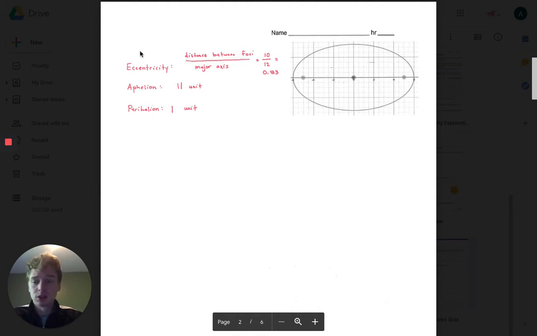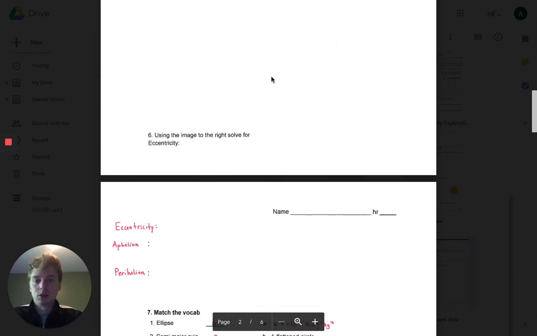To get the eccentricity, all I had to do is use my knowledge that it's the distance between the foci divided by our major axis. So our major axis in this case is 12, right? We just kind of talked about that. So you divide 10 by 12, because 10 is our focal distance, 5 going to the center, and then another 5 going to the other side. So there's 10 units between the two foci. So 10 divided by 12, you get 0.83 is your eccentricity.